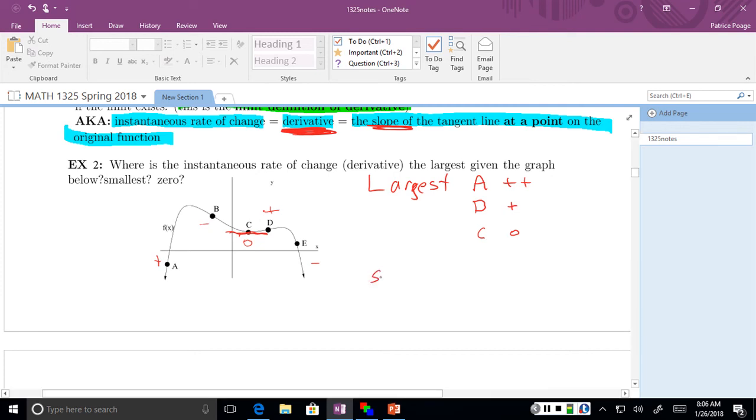It's almost easier to think of which one is the smallest, meaning which one is the most negative number. E. E is the most negative number. And then B would go right there. It's negative, but not as negative. So if it asks you to compare instantaneous rate of change or compare derivatives, all you're doing is literally comparing the slopes at given points right there.